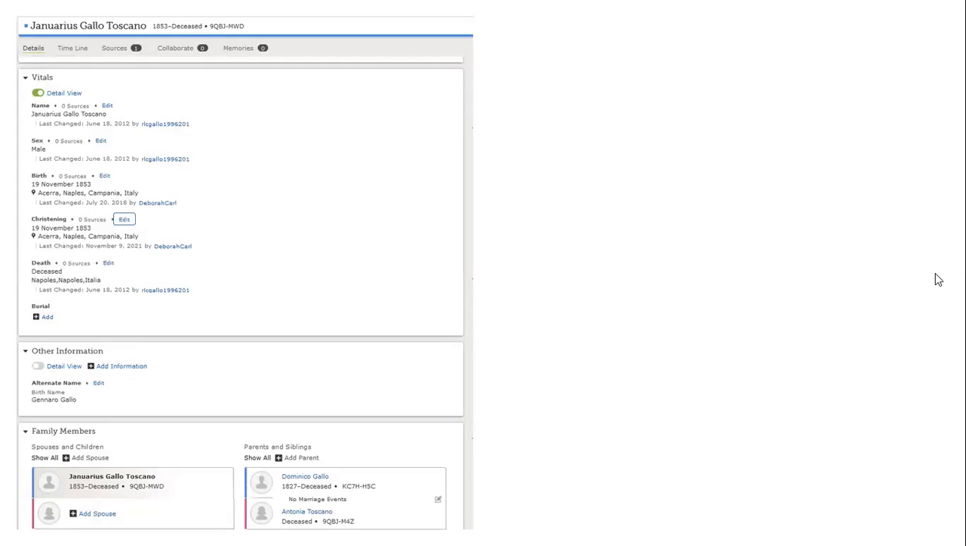So at this point, I think we've discussed everything you might need to know about adding names to FamilySearch. And next we can move on to dates.